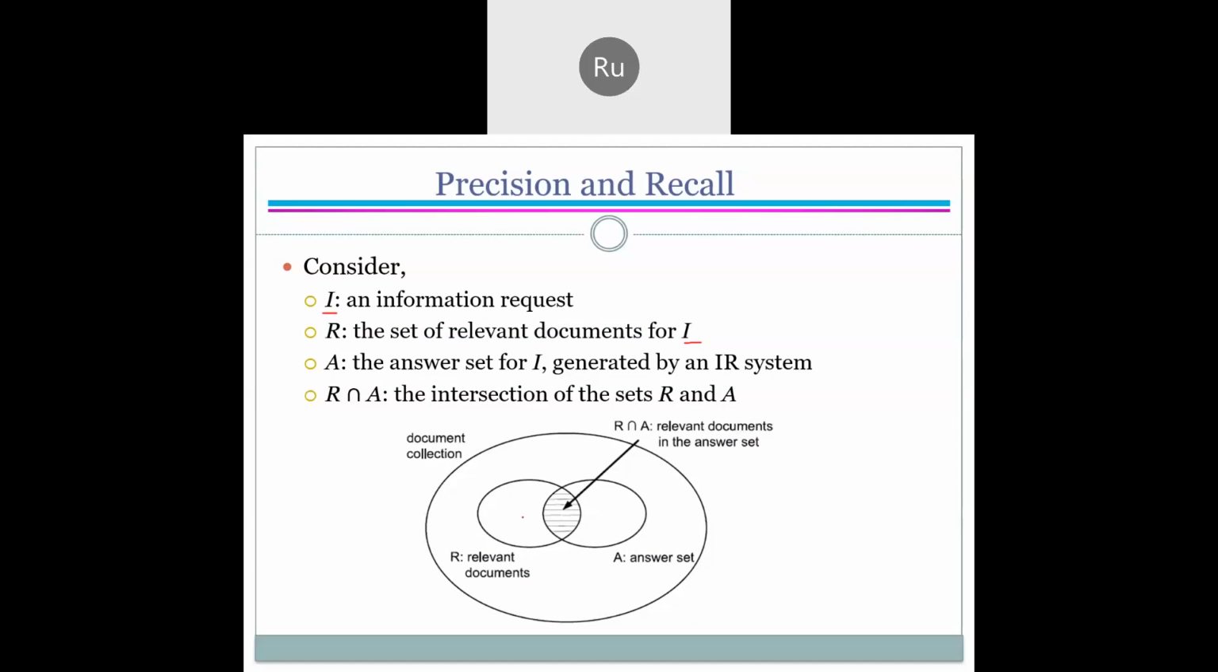If you look at the map here, we have R, the relevant documents. These are the relevant documents with respect to I, and we have the answer given to you. It could consist of non-relevant and relevant documents. So what we are looking at is to maximize this overlapping area here. The big circle refers to the selected documents D.